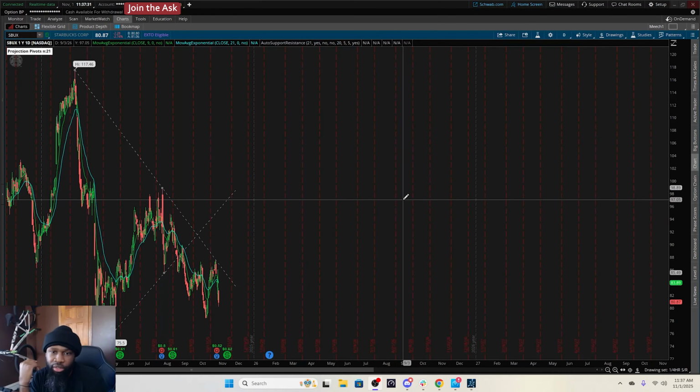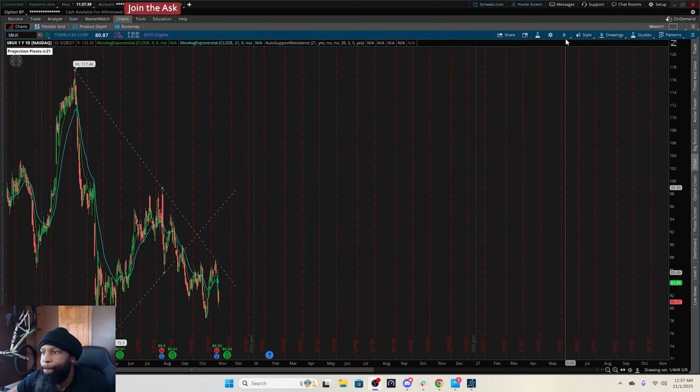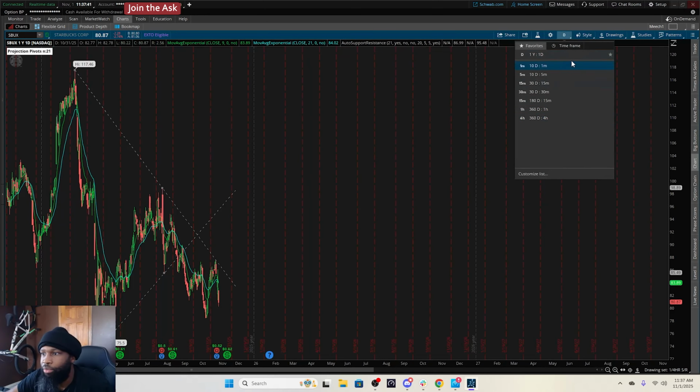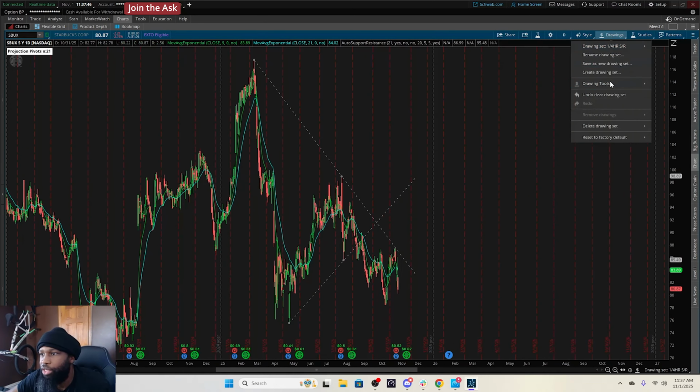The chart, Starbucks, another good company at a discount, giving out dividends. Dividends right now is, I believe, 62 cents per share. So I'm going to start off from the all-time high and work my way down with the Fibonacci.